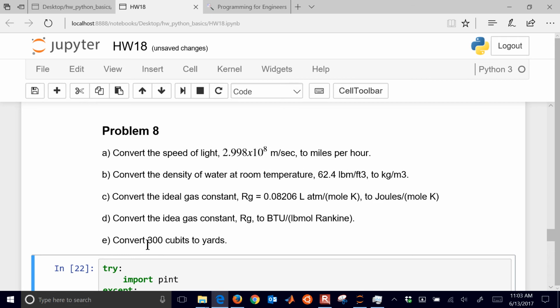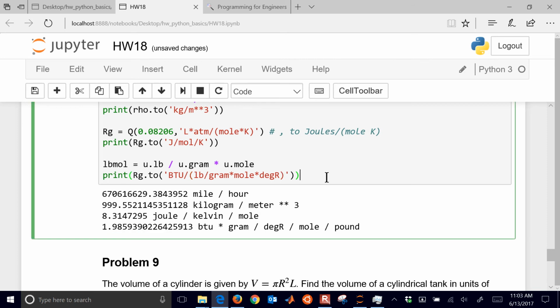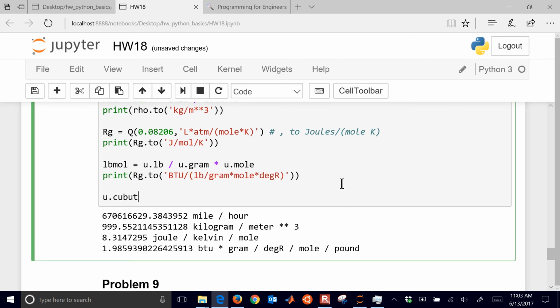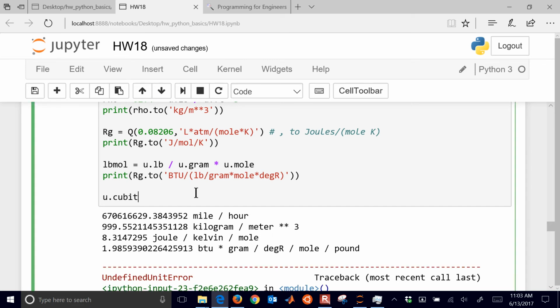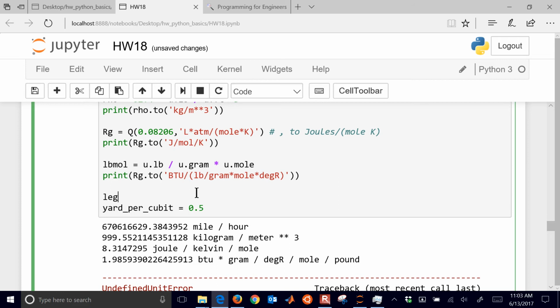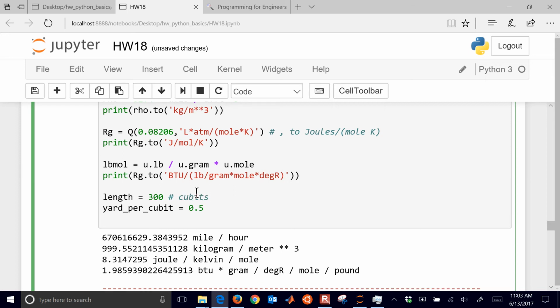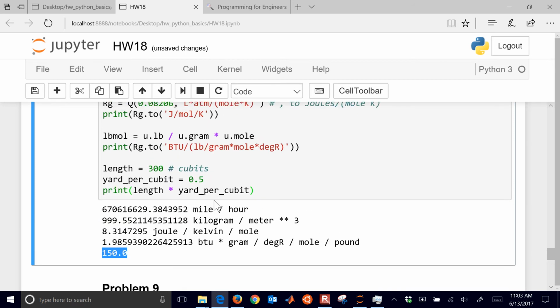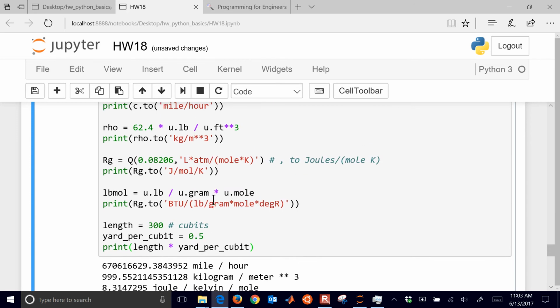Let's go ahead and convert 300 cubits to yards as well. Now in this case, cubits are not defined. U dot cubit, for example, is going to give me an error. It couldn't find it. So in some cases you just have to make the unit conversion yourself. Yard per cubit, and it's 0.5, with the length of 300. In some cases you just don't have the units there for you, so I create my own unit conversion factors, scalars, things like that, times yard per cubit. If that happens, then you just have to do it yourself, and you can't rely on pint to do it for you. You can also modify pint, extend it to add additional units if you use those a lot. So that's the very first one, kind of an introduction to pint.